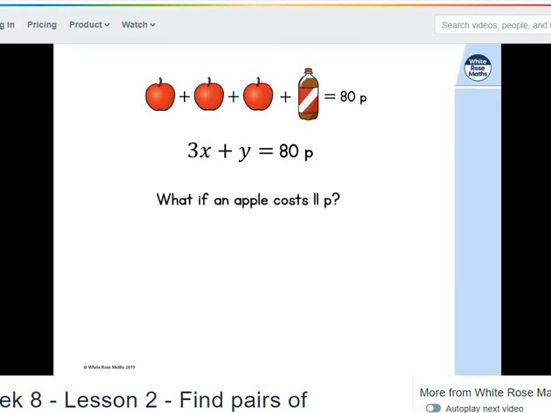What happens if the apple was worth 11p? Well, we take our same expression, but this time it's 3 times 11p, which would be 33p. Add y is 80p. So to work that out, I could do 80p subtract 33p, which means y is 47p.